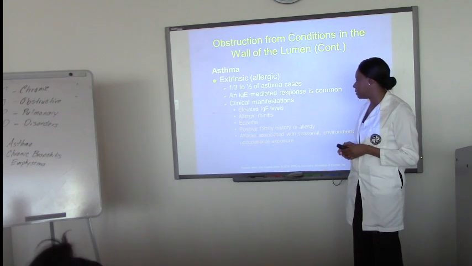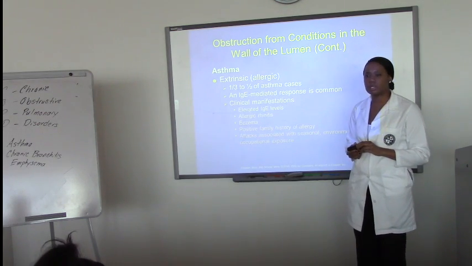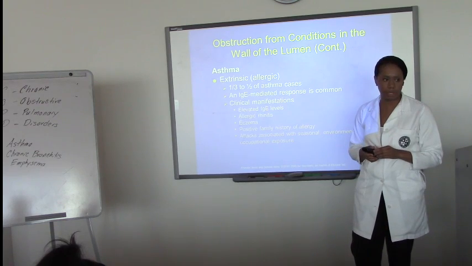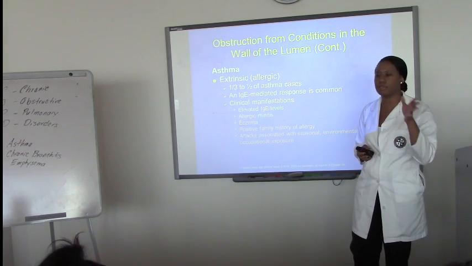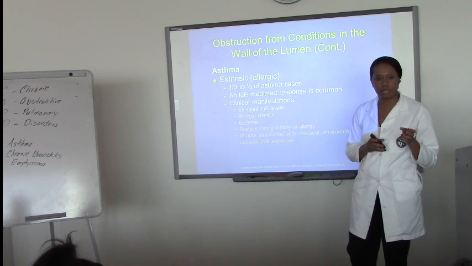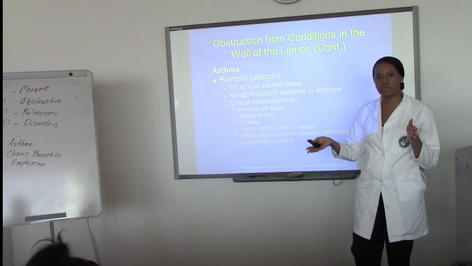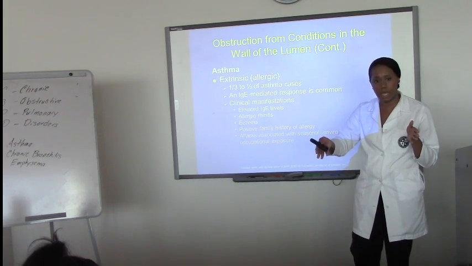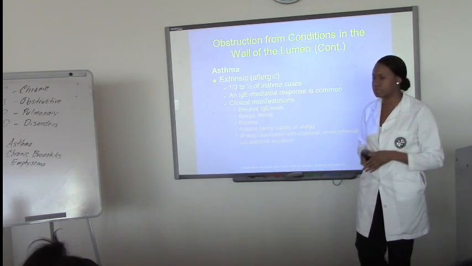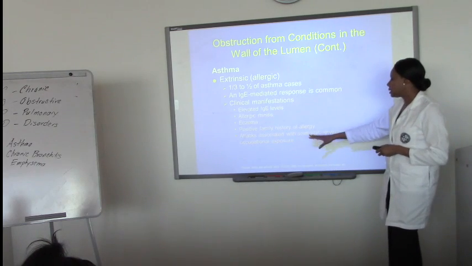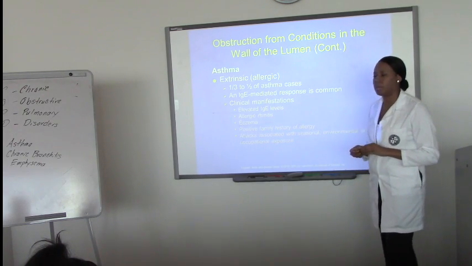Also, positive family history of allergies. Sometimes allergies do run in the family, okay, so even if the mom or dad does not have asthma, so to speak, but if they have other types of allergies, it can also predispose that child to having not only just an allergy, but also to certain asthmas or asthma. Attacks can be seasonal, environmental, or occupational.